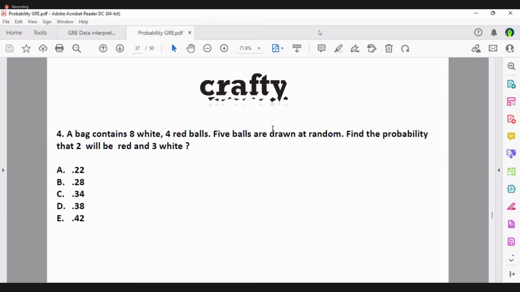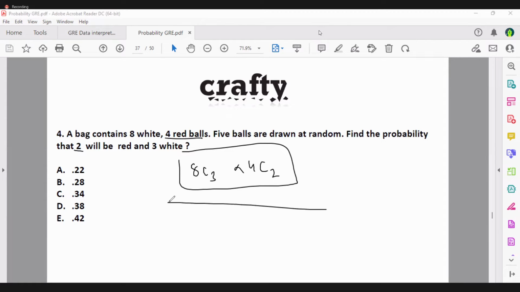A bag contains 8 white balls and 4 red balls. 5 balls are drawn at random. Find the probability that 2 will be red and 3 will be white. From 8 white balls, 3 have to be white, so 8C3. And from 4 red, 2 will have to be red, so 4C2. These are the favorable conditions, right? And total conditions, you have to choose 5 balls out of 12 balls, so upon 12C5.